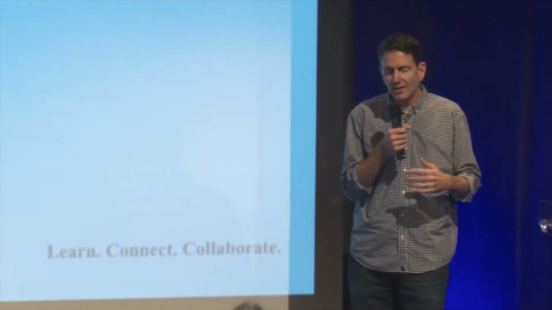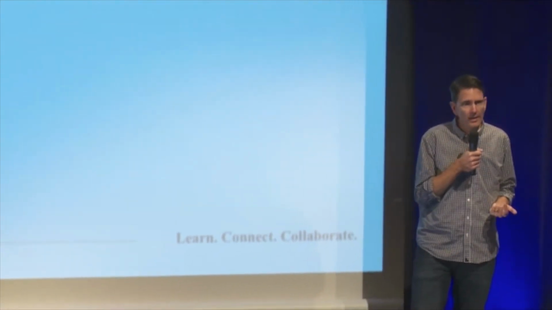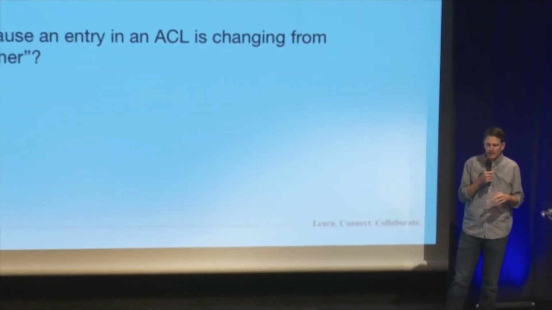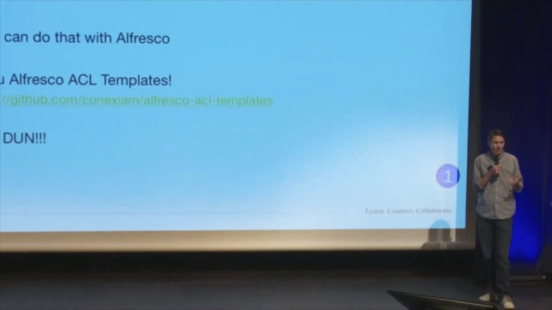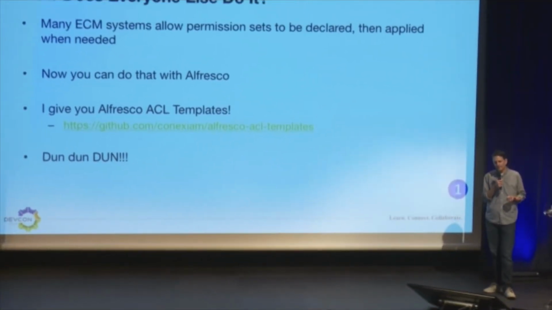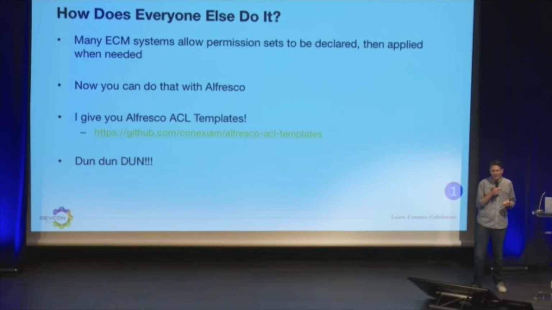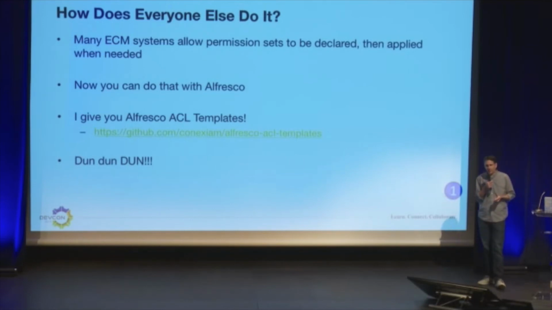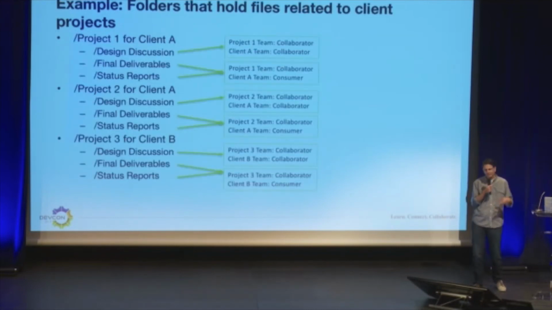So a business rule changes or a user wants to change how those permissions are being set. Do you really want to do a build and deploy just to change how your application needs to change something from collaborator to consumer? You know, that's kind of lame. Well, how do other systems do this? Many ECM systems allow permission sets to be declared separately and then applied when needed. And now you can do that with Alfresco. So I give you a new open source add-on called Alfresco ACL Templates.